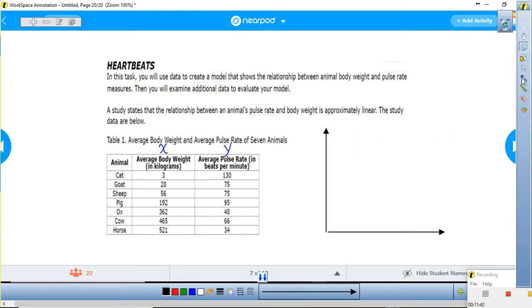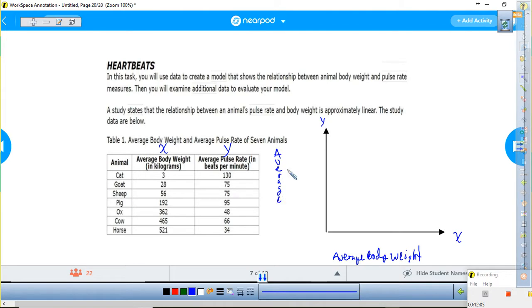There it is. All right, so we're going to label this one X, and underneath leave a little space, and this one's average body weight. For the Y, we're going to label this average pulse rate. Okay.